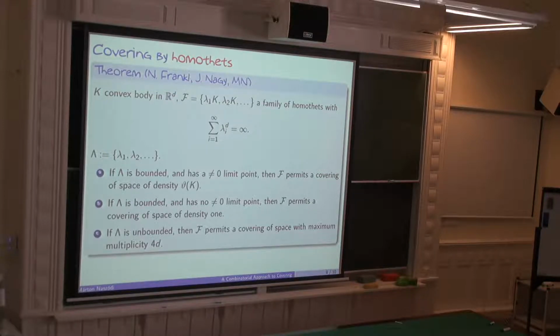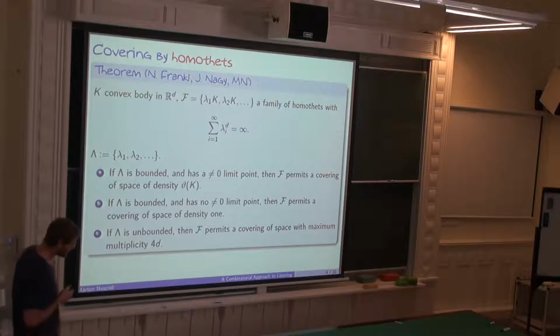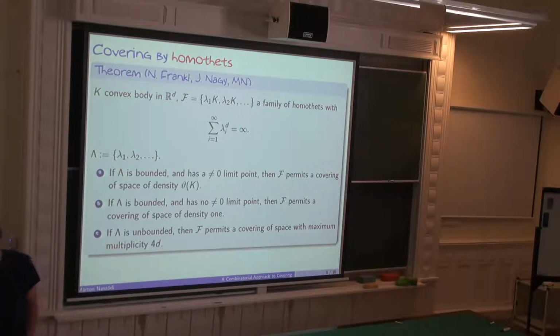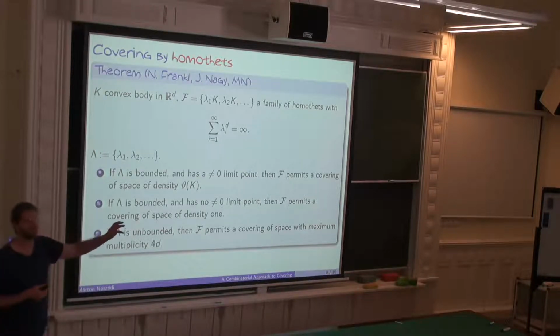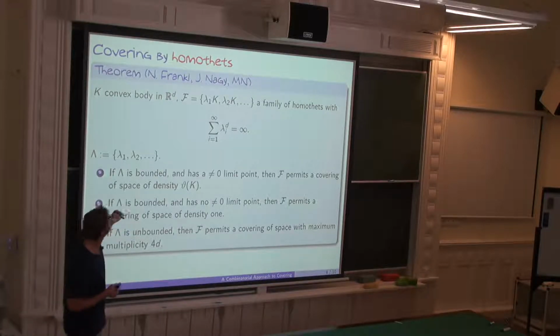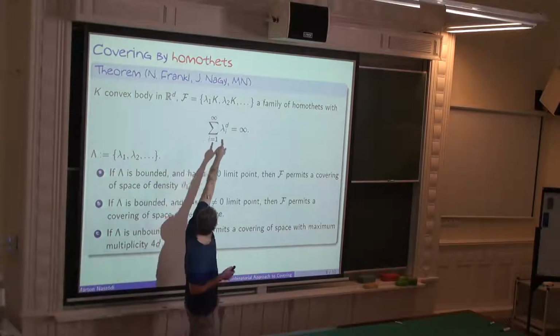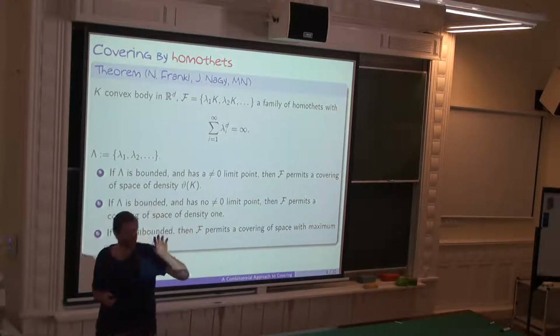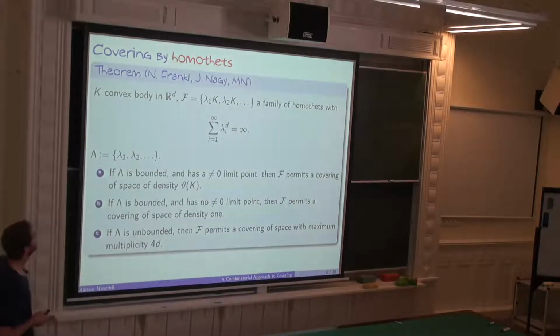So now I still have 3 minutes left, so let me move on to different types of questions. So one is covering by homothets. So now the question is, instead of trying to cover space by translates of a given convex body, now we have homothets. Okay, so we have this lambda 1 K, lambda 2 K, etc. So shrunk or magnified copies of K.